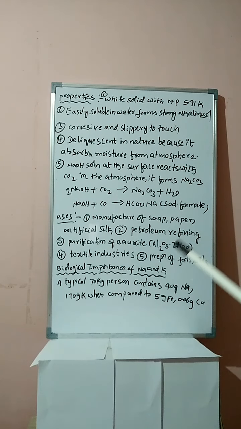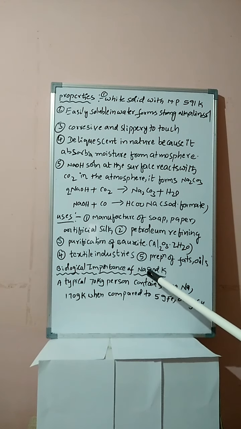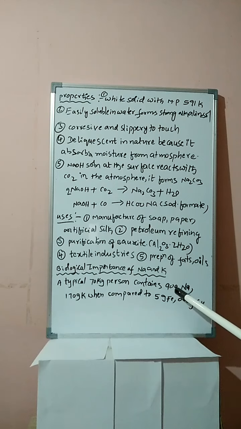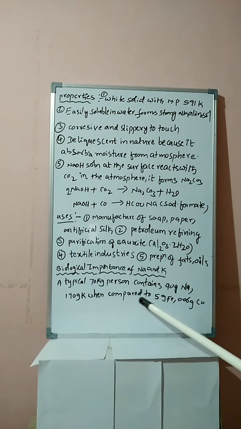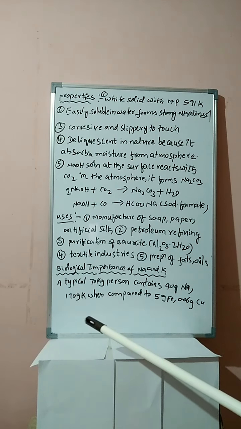Okay, students, right? And next concept, students, biological importance of sodium and potassium. A typical 70 kg person contains 90 grams of sodium and 170 grams of potassium when compared to 5 grams of iron and 0.06 grams of copper. Here, the human body requires 5 grams of iron and 0.06 grams of copper. It is a 70 kg person.